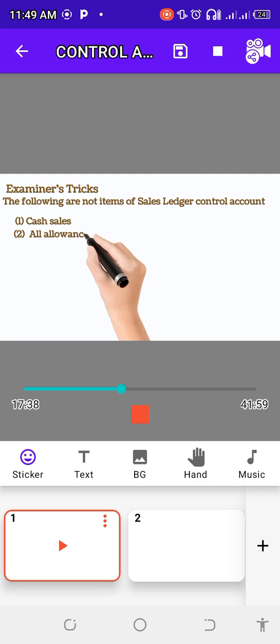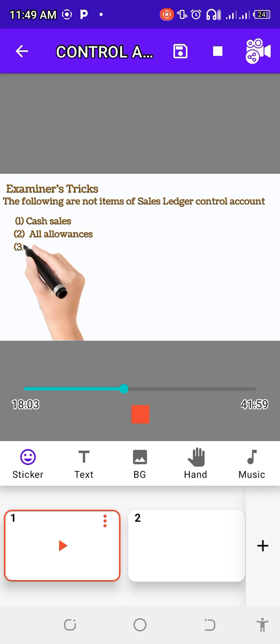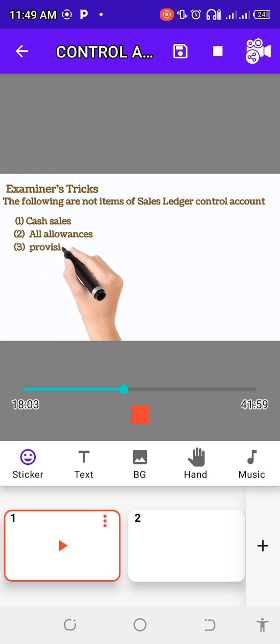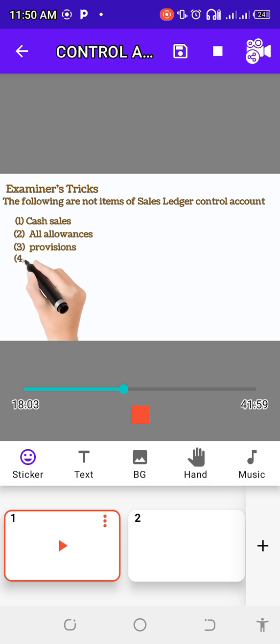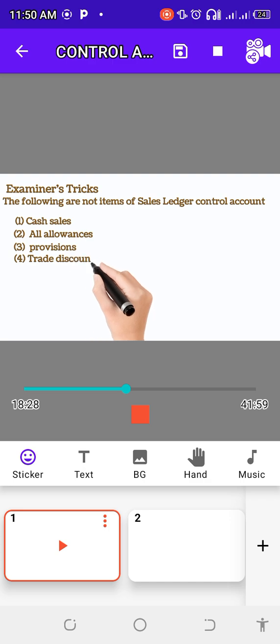The Sales Ledger control account is specially designed for sales on credit and has nothing to do, I repeat, has nothing to do with cash sales. Cash sales are recorded in the cash book. The examiner will bring items of cash sales into the question to trick you, to check whether you know what you are doing. Cash sales are not items for Sales Ledger control accounts. Cash sales are items for the cash book and are recorded in the cash book.